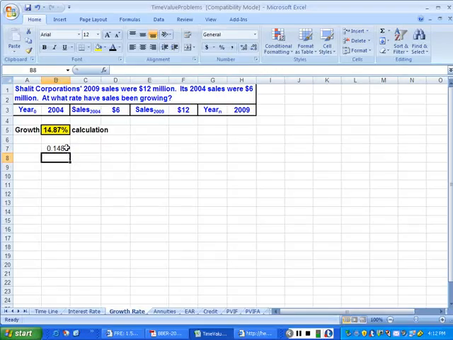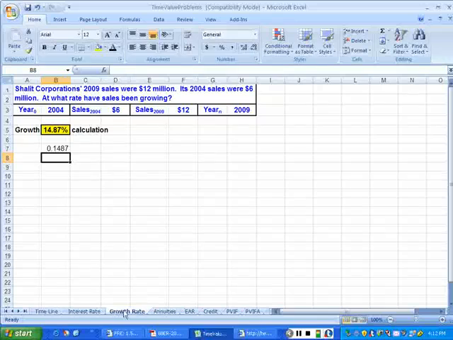So that's basically all that's gone on here by the rate function, is it solves it for growth rates as well as it does for an interest rate.